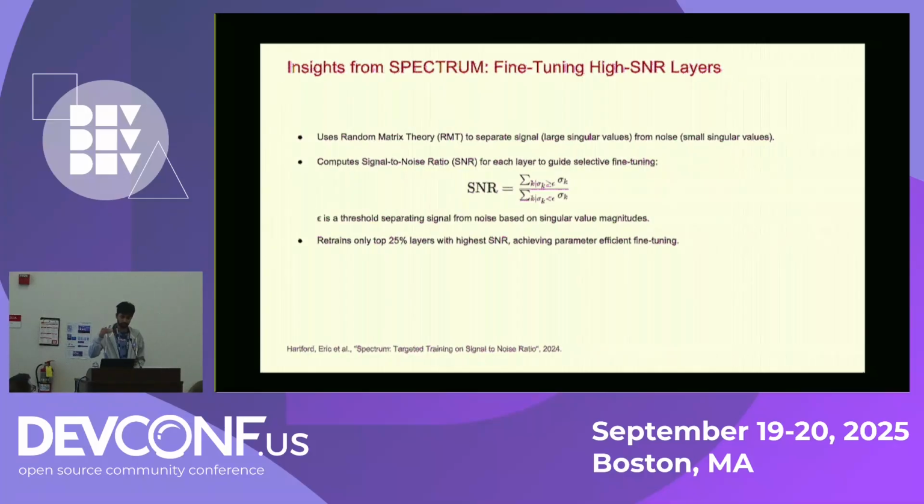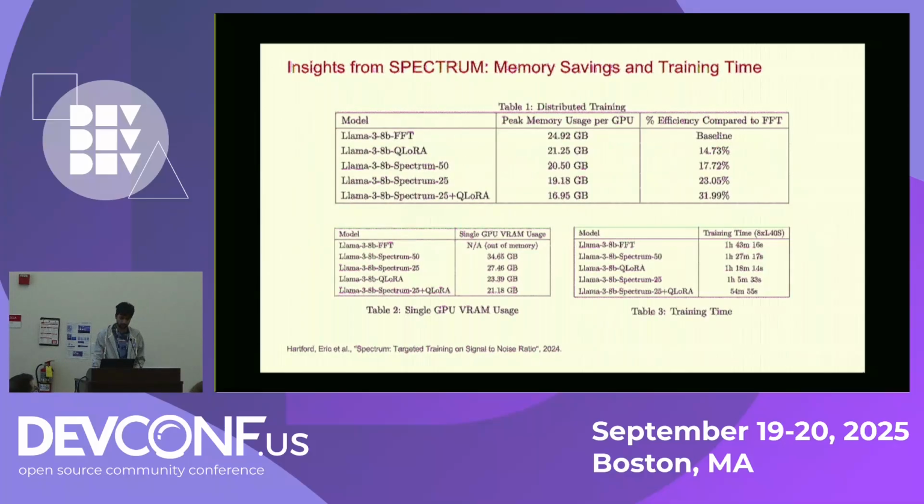So they take a signal to noise ratio, and then they only fine tune the top 25% of the weight matrices that have the highest SNR. Similar to the previous paper where they just discarded the high order components or the low singular values, here they target the matrices that have high signal to noise ratio, and they retrain only the top 25% of the layers with highest SNR.